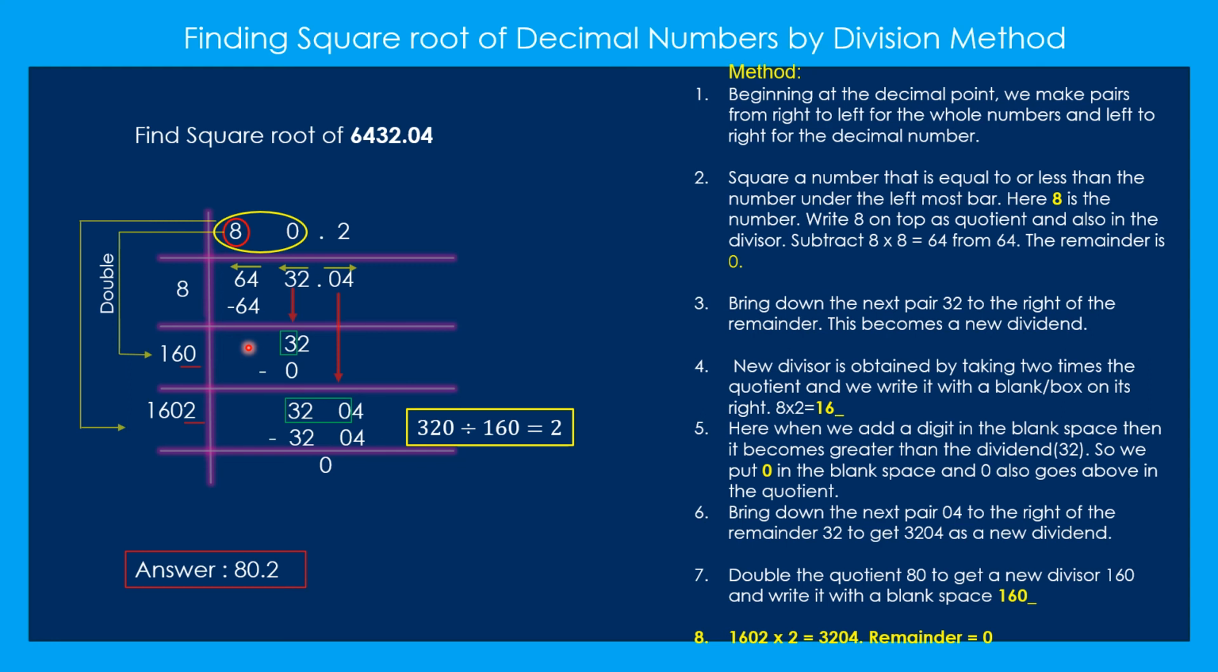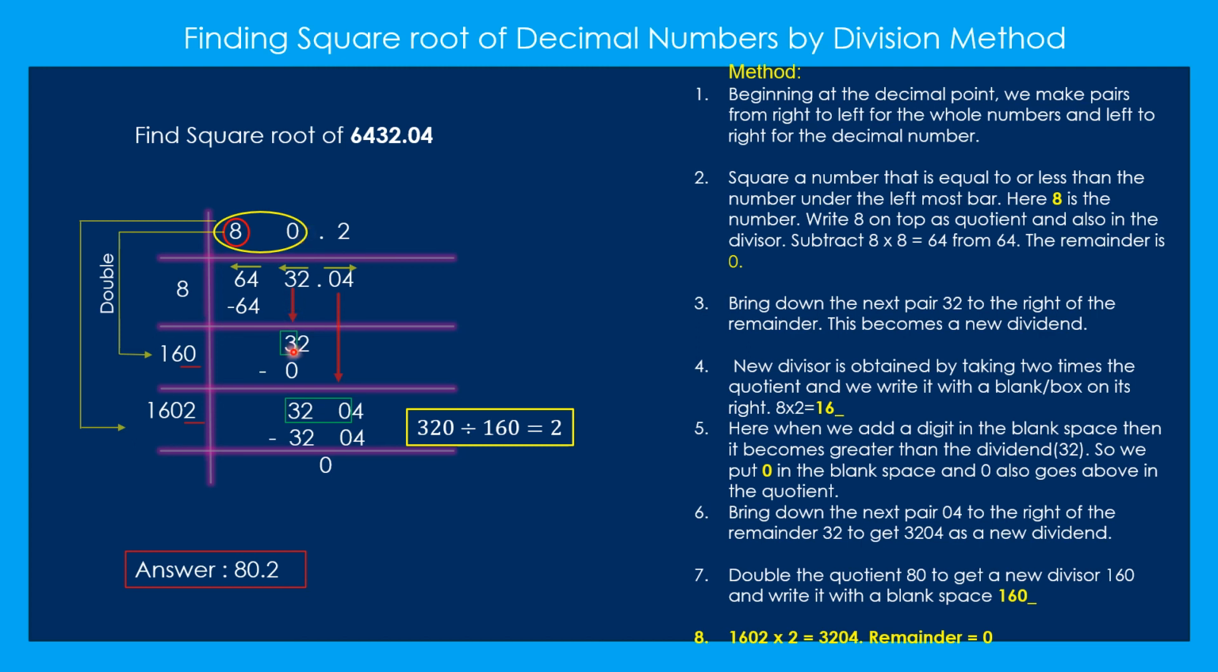And then you bring down the next pair of number 32. So 32 is your new dividend. To find the new divisor, you simply double the quotient 8. So when you double the quotient 8, you write 16, and along with the 16, you write a blank space. And then you have to add a number here. The same number is also added to the quotient.